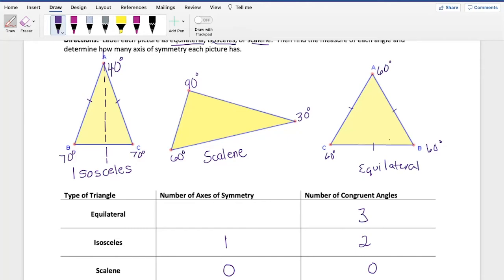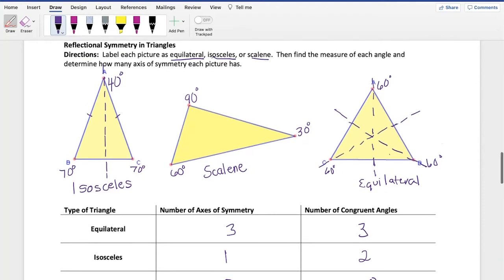And let's see how many axes of symmetry I can do here. So because everything's equal, I'm going to have more axes of symmetry. There's 1. I could also go this way. And I can also come this way. So that gives us 3 axes of symmetry. All right, and then that is our reflectional symmetry, again, where we would fold it across that axis of symmetry and the pieces would match up.